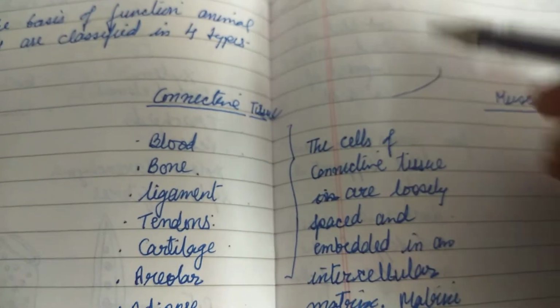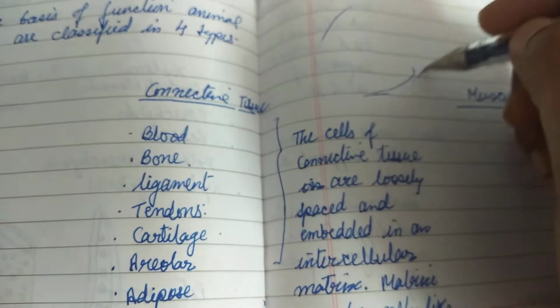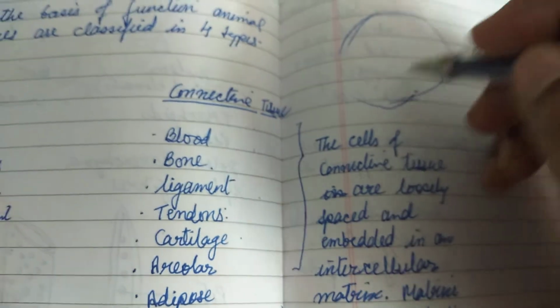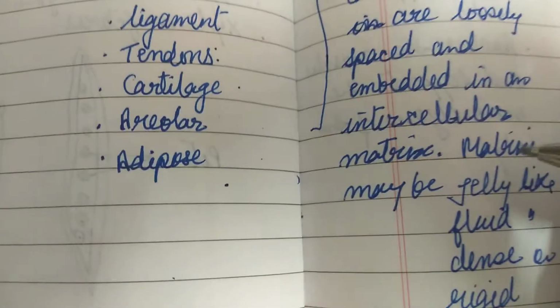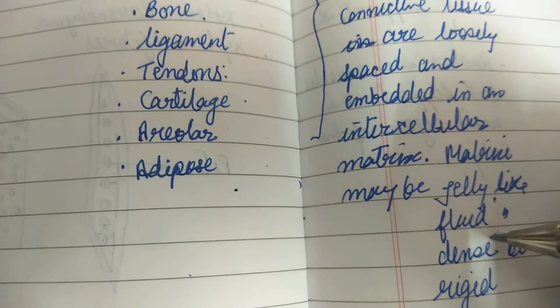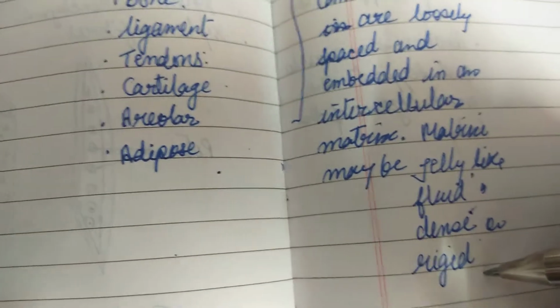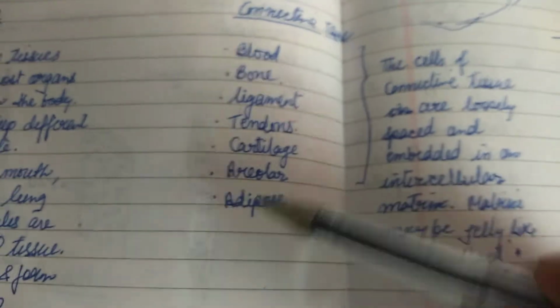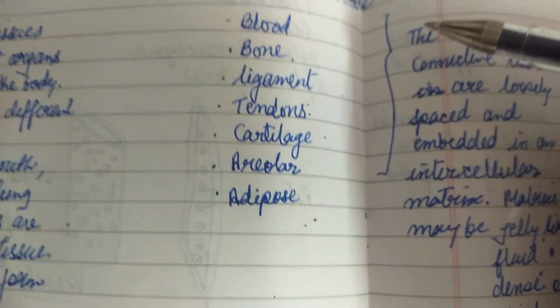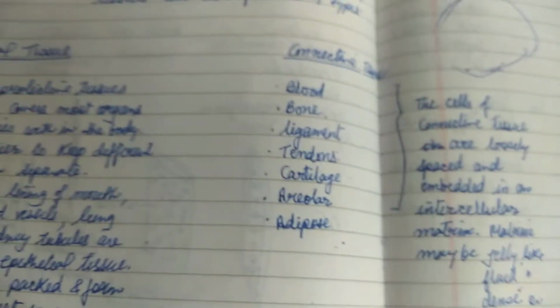So we'll see there is a matrix, and in that the cells are present. The cells can be of different types. And this matrix may be jelly like, it may be fluid, it may be dense, or it may be rigid. So in different types of tissues, this matrix varies. The number of cells varies, the type of cells varies. So we'll take them one by one. First we'll take blood.